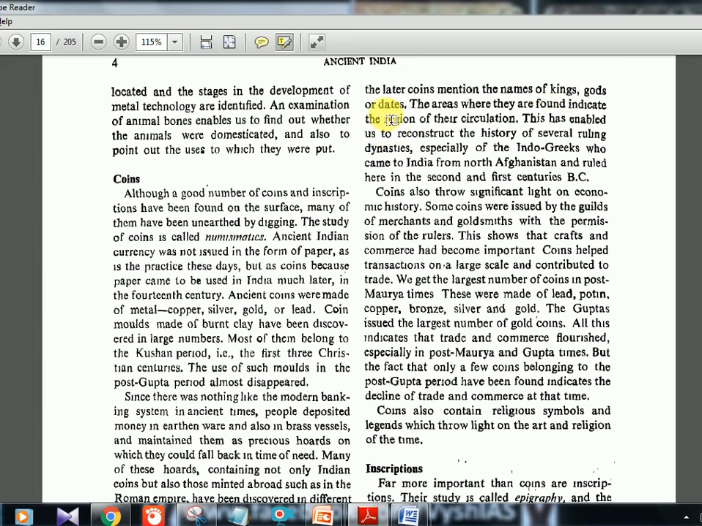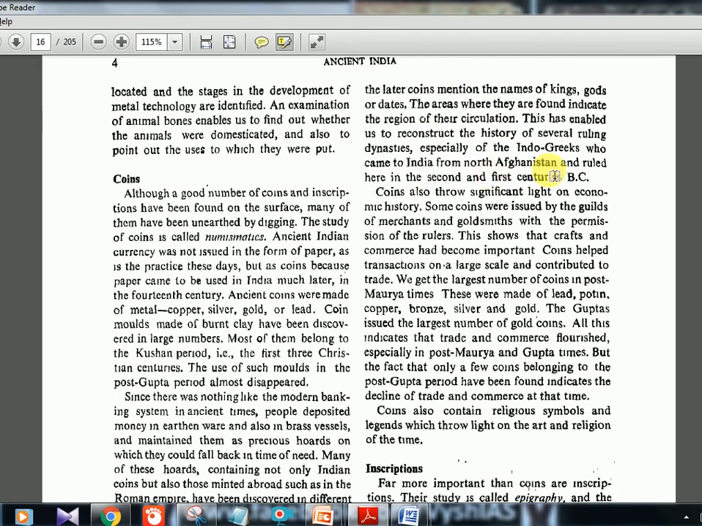If you know, in Samudragupta's time, there was a coin showing Samudragupta playing the veena. The king who played the veena is Samudragupta. So such coins were released. Then the areas where they were found indicate the region of circulation. So this coin discovery also helped historians to understand their place of rule.